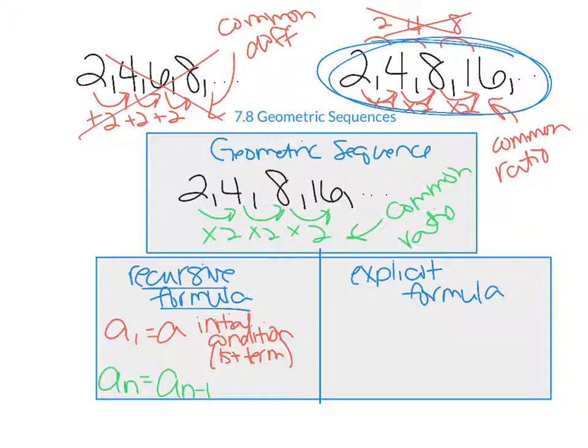Now, we're not always going to multiply by 2, but we are going to multiply by something. That something we're going to represent as r for common ratio. So, once again, to recap the recursive formula: to find the value of any term in the sequence, take the term right before it and multiply by the common ratio. Now, that formula is pretty straightforward, but once again, not super useful.